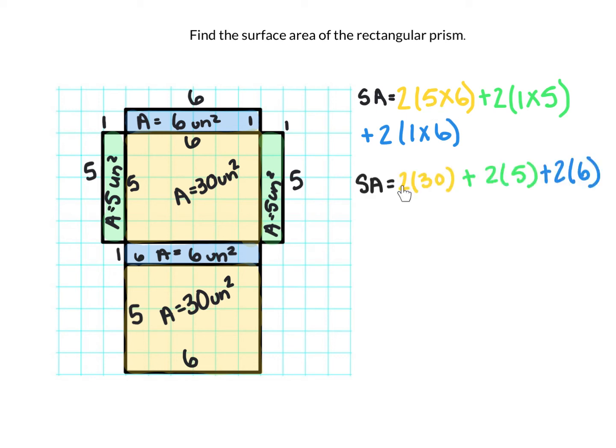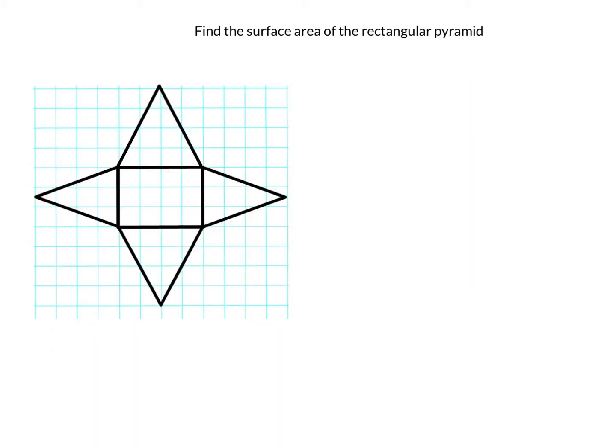First, we're going to multiply what's inside of our parentheses, and then we're going to distribute, and lastly, we're going to add, and our surface area equals 82 square units, which is the sum of the net of the rectangular prism. Now we are going to find the surface area of the rectangular pyramid.